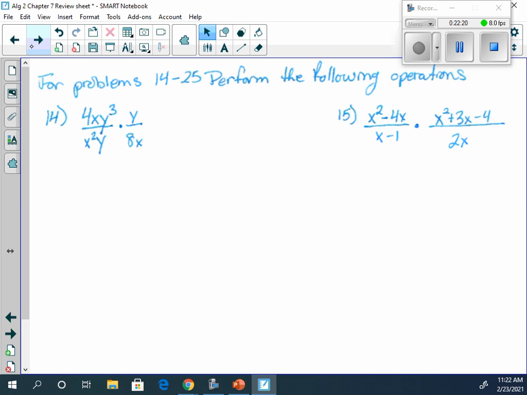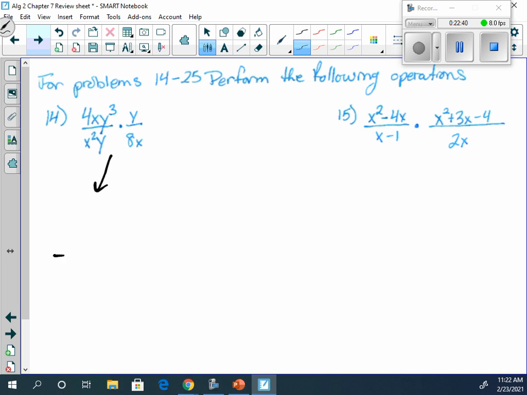Let's keep going then. Now, number 14 can be done in 2 different ways, because we went over 2 different ways to kind of look at 14. And depending on which one you find easier or makes more sense for you is the way that I would suggest using.